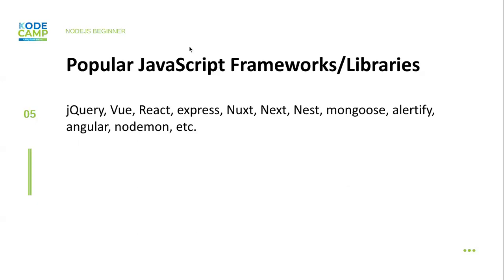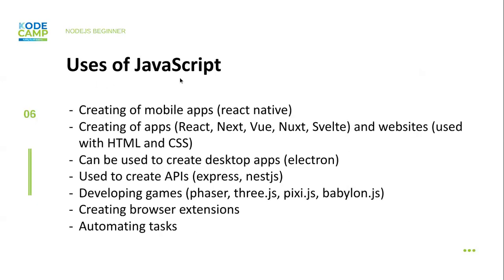Okay. Let's go on. So what can you use JavaScript for? You can use JavaScript to create mobile apps. That's where React Native comes in. There's a library called React Native you can install on your system, and then you can use it to create mobile apps.